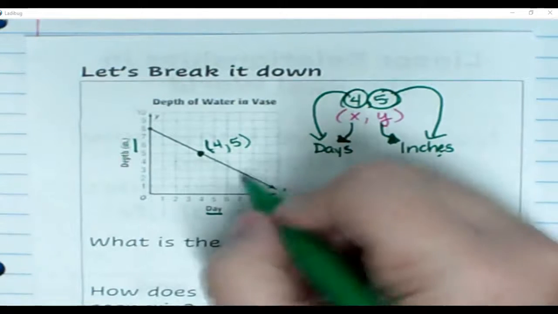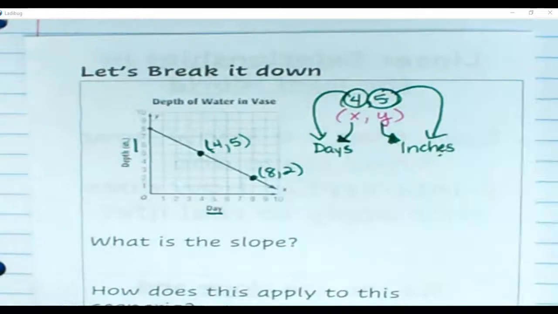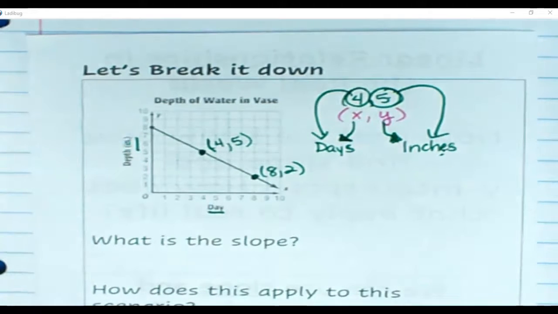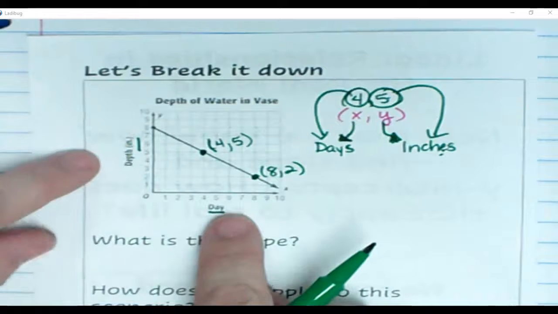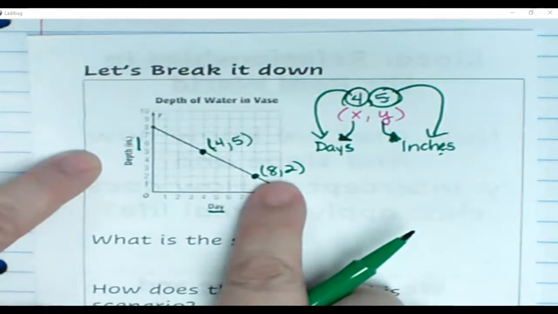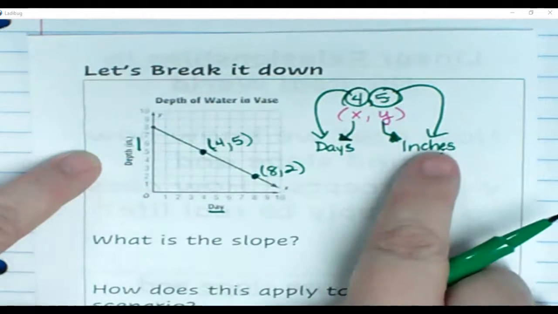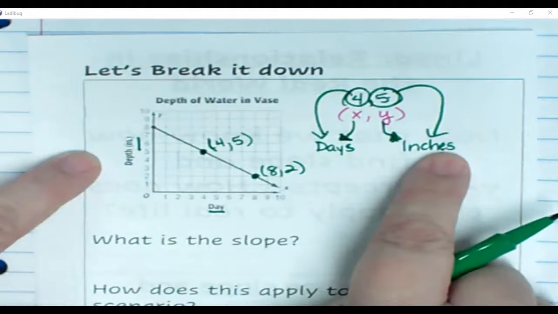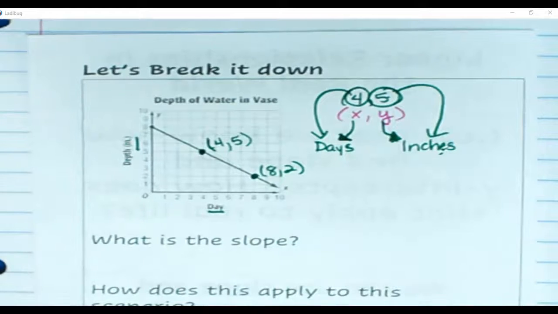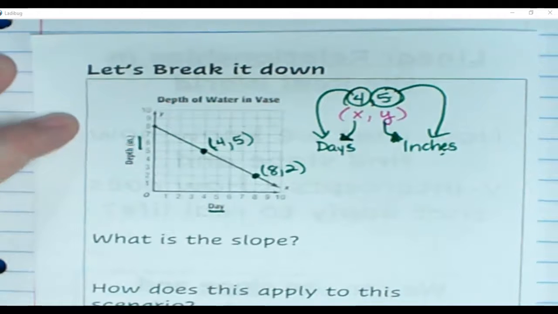So then, what about if I want to look at this point right here? Its ordered pair was 8, 2. How could I describe that ordered pair in relationship to this scenario, the depth of the water? Well, again, 8 is our x value. So on day 8, the water in the vase was 2 inches. So I'm just putting those labels with my mathematical numbers. I wanted to give us just a little bit of a background on how to read those points, how they related to the graph.